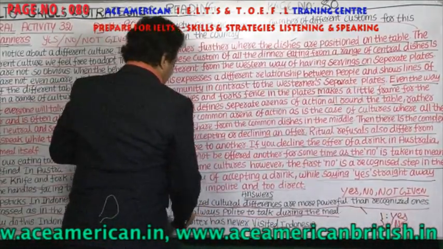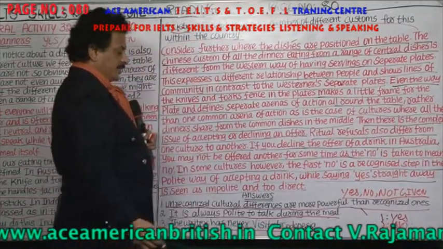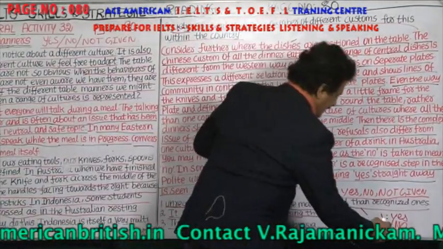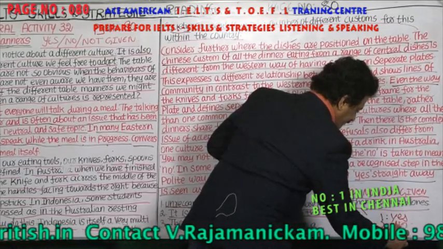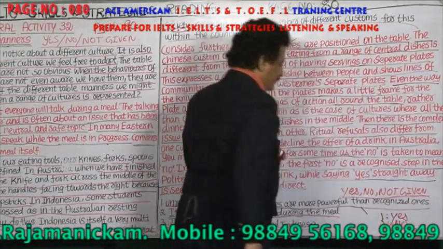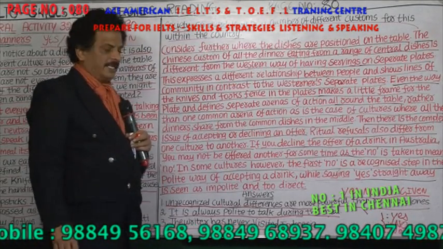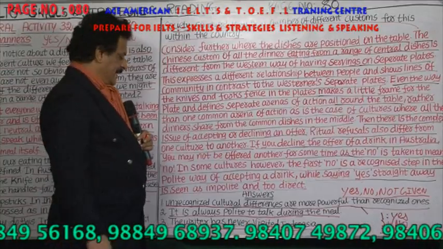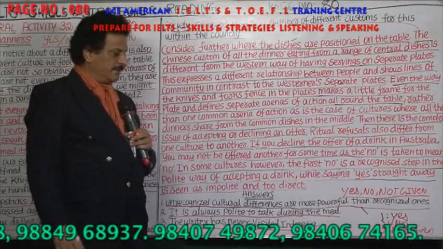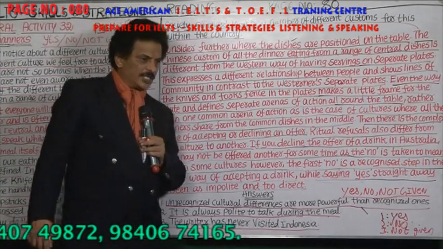Third, the writer has never visited Indonesia. Is it correct? It is not given here. So the third answer is not given. Are you able to understand? Unrecognized cultural differences are more powerful than recognized ones: yes. It is always polite to talk during the meal: no. The writer has never visited Indonesia: not given. Hope you are able to get it.